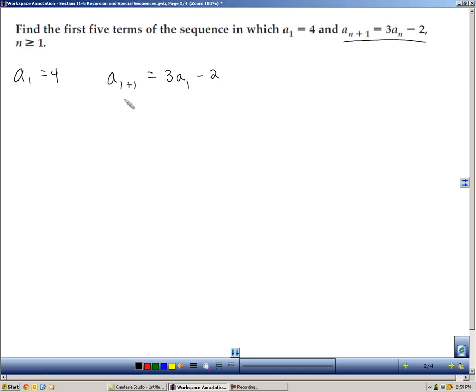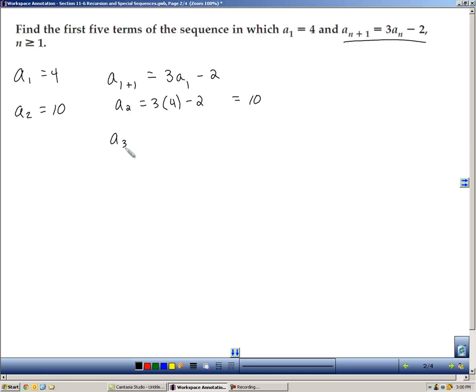I'm really saying that the second term is 3 times a sub 1, which is 4, minus 2. And so that's going to give me a 10. So now I know that a sub 2 is 10. By plugging in a sub 1, I'm able to find that.